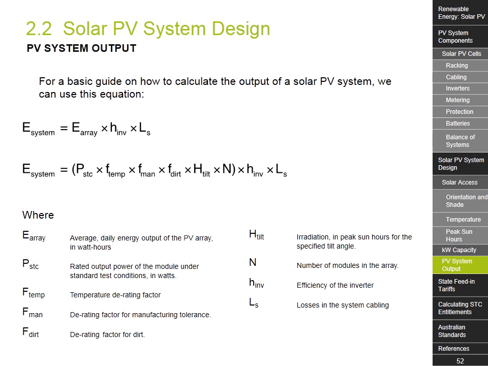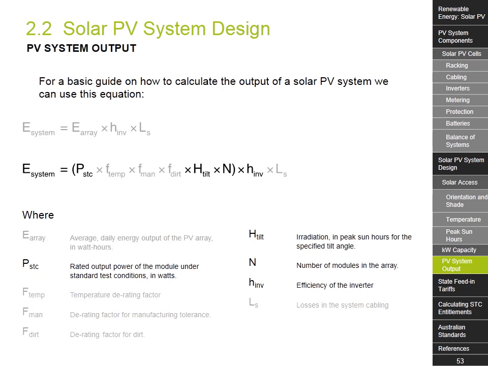The equation used to determine the energy output for a solar PV system states that the average daily energy output of the PV grid system is equal to the product of the average daily energy output of the PV array in watt hours, the efficiency of the inverter, and the losses in the system cabling. In the equation, E array is the product of a number of factors, including derating factors and peak sun hours, which all correspond to the efficiency of the system. In an audit situation, it shouldn't be necessary to perform these calculations, but it's good to know the contributing factors to the eventual energy output of a PV system.